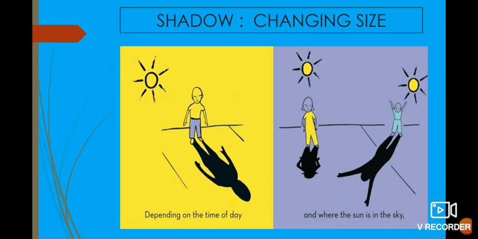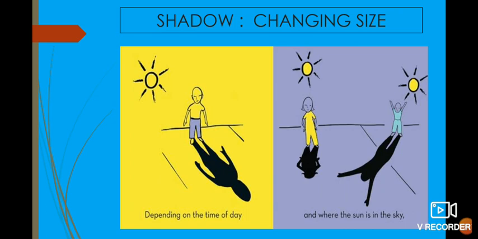Here are three pictures taken at different times of the day. On the left side, the yellow picture shows you probably the morning sun, isn't it? So, look at the length of the shadow. The shadow is longer than the child himself, isn't it?